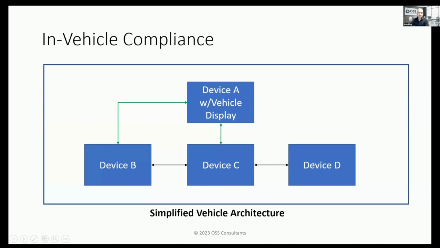Device D doesn't have its own display, and it's not directly connected to a display in the vehicle. In fact, it's on a completely separate communication bus, maybe like a LIN bus, and it comes from a completely different supplier and plays an entirely different function in the vehicle. So where should device D have its required license material, that's compliance material?